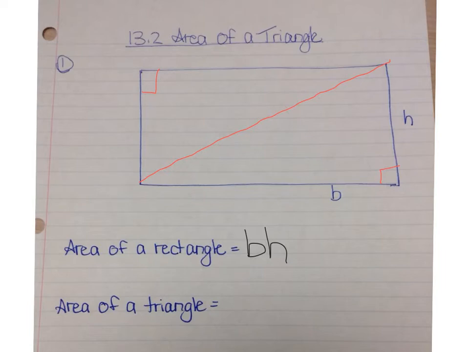So, the area of just this side is half of the rectangle, right? So, the area of a triangle is 1/2 base times height. 1/2 of the area of a rectangle. Okay, so that's how you can kind of remember it. All right, we're going to move on to the next slide already.